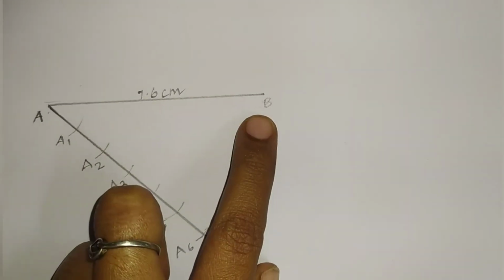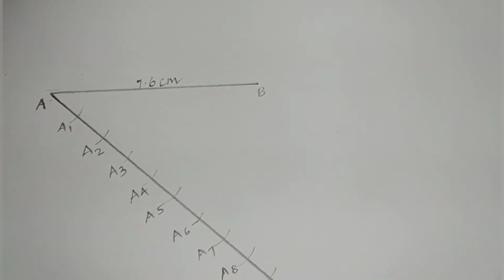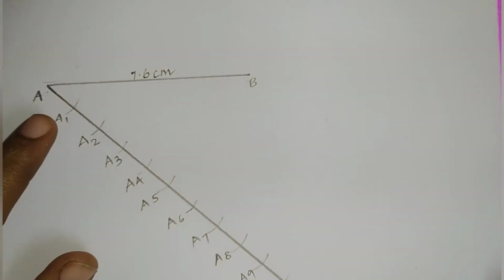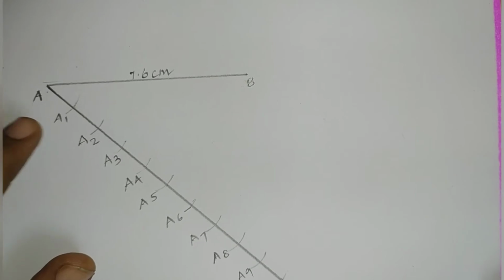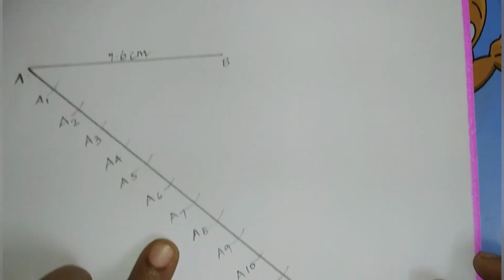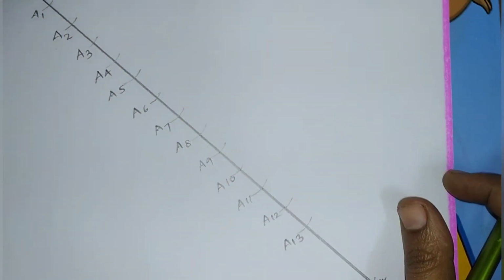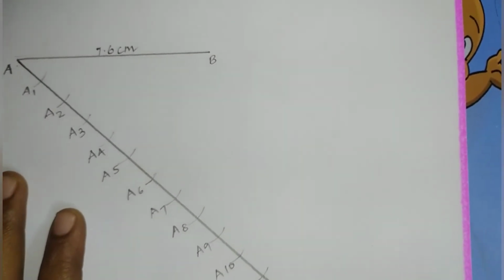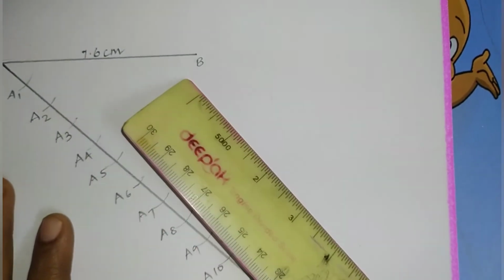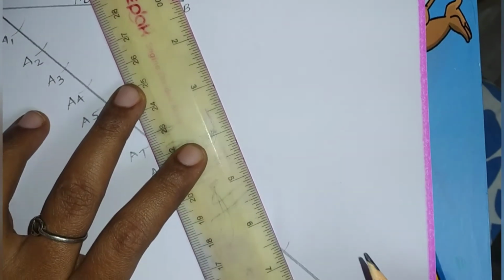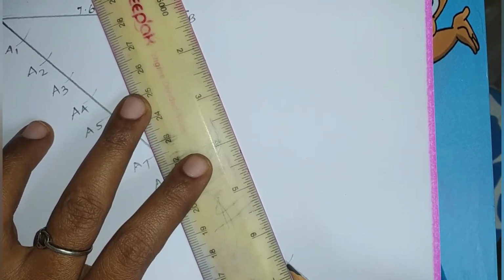So now first we have drawn the line segment of 7.6 centimeter, and we have drawn an acute angle. After that we divided the ray AX into 13 equal parts, A1 to A13. And then you have to join the point A13 and B.